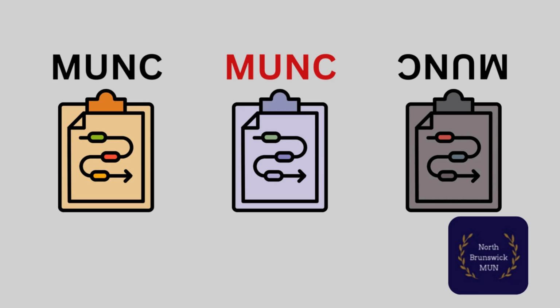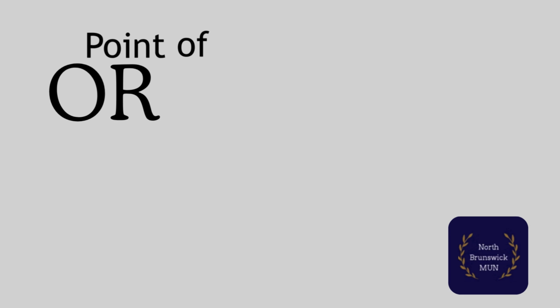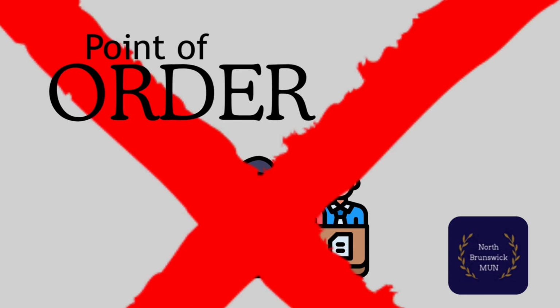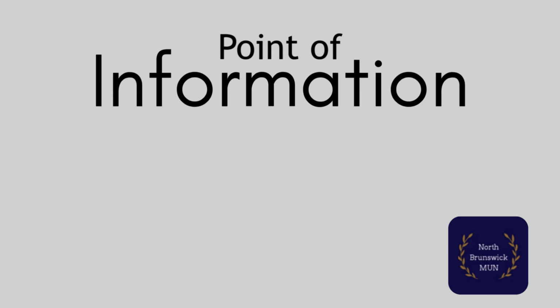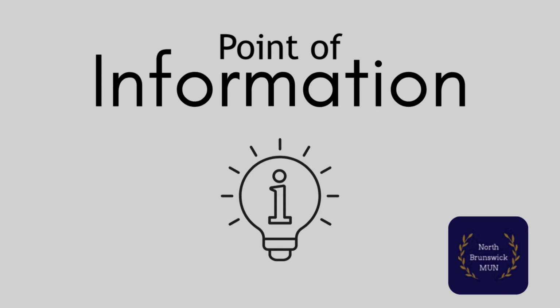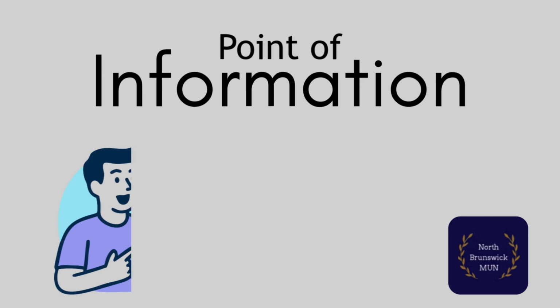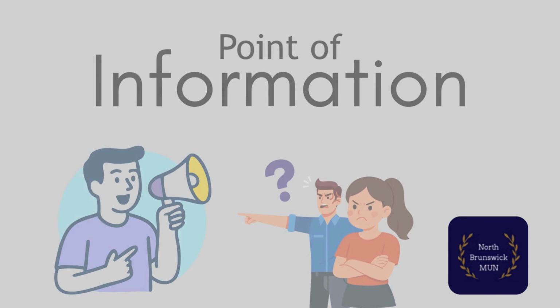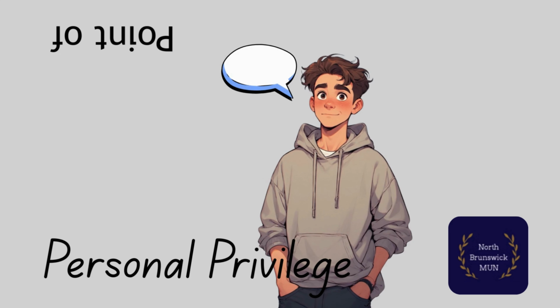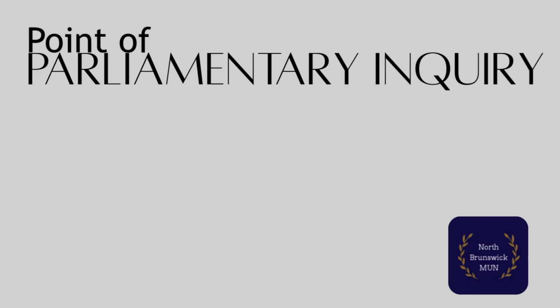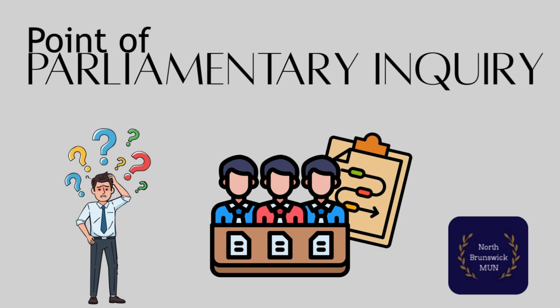in all crisis committees. Point of order, raised when the chair has made an error. Point of information, raised to introduce relevant information into debate. At NBTHS Model United Nations conferences, POIs can be raised after a speaker concludes to question the speaker. Point of personal privilege, raised when a delegate's participation in committee is impaired. Point of parliamentary inquiry, raised to question the dais on any rules or procedures.